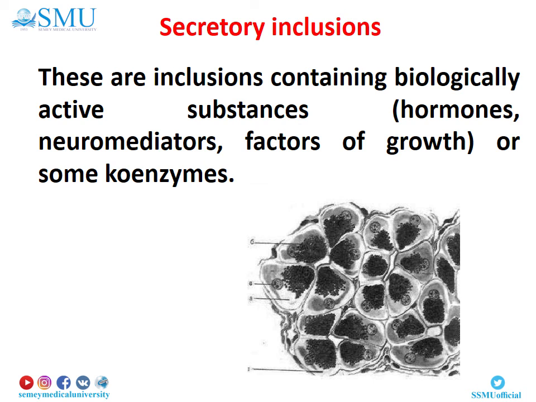Secretory inclusions. These are inclusions containing biologically active substances, for example, hormones, neuromediators, factors of growth, or some coenzymes. In this slide, you see black accumulations of zymogen. Zymogen is a coenzyme from which the enzyme trypsin is further formed.